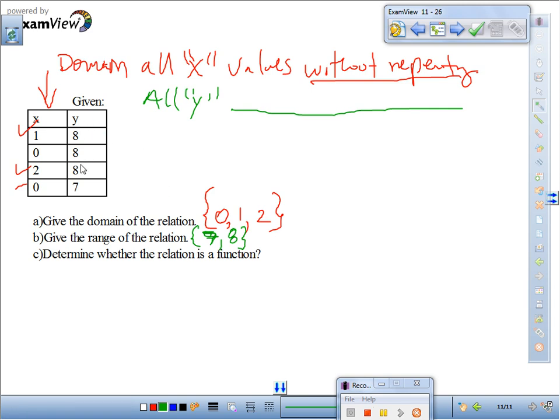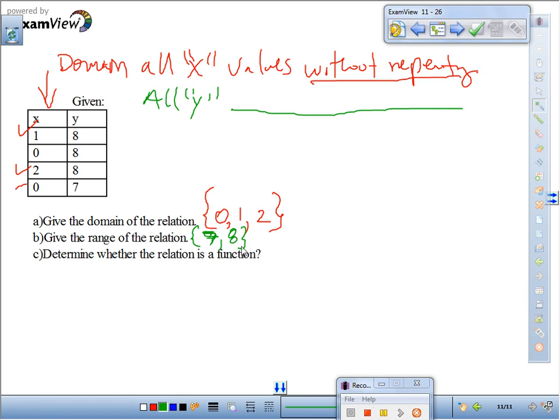Notice that we didn't write 8 three times. We only wrote it once. Number 3, determine whether the relation is a function. So check this out. Pencils down, eyes up here.